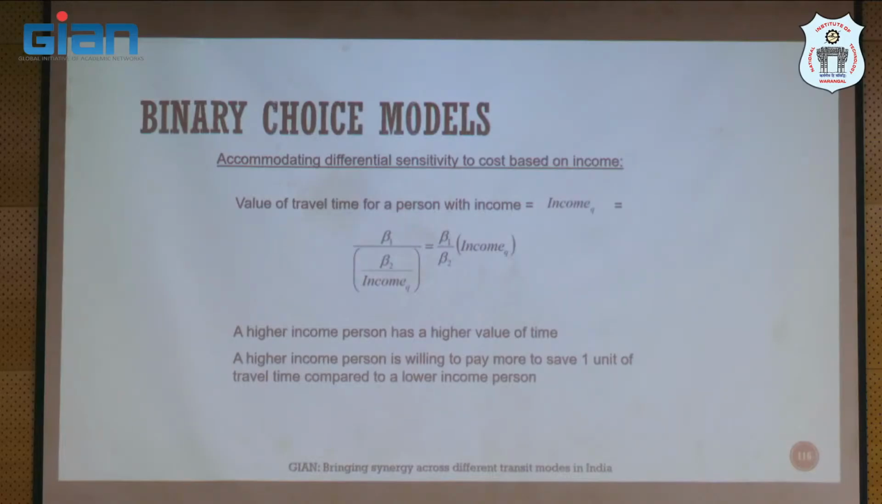Another way of doing this would be to segment the population. You can split the data by income and estimate separate models, but this gives you a more natural way of doing it and gives you an easier interpretation of income.